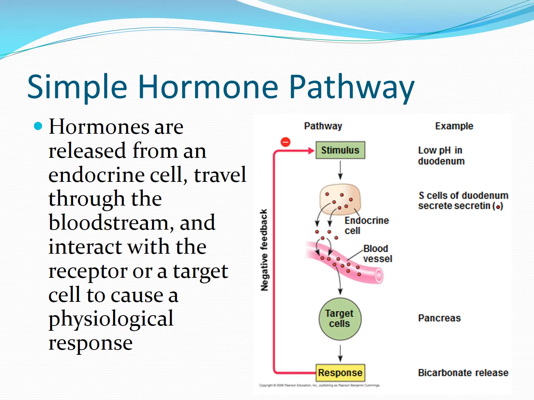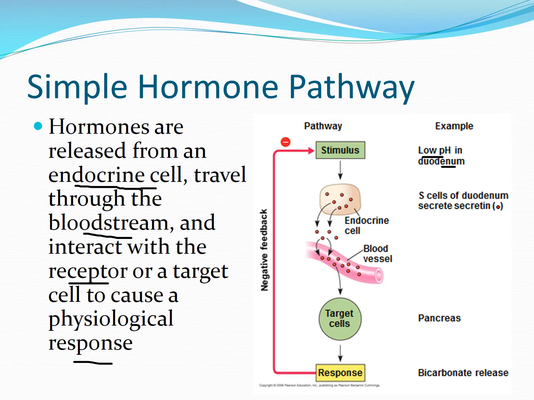So if we look at a simple hormone pathway, the hormone is going to be released from some type of endocrine cell. It travels through the bloodstream, and then it's going to interact with the receptor to cause some type of response. So let's say, for example, that we have the stimulus that there's a low pH in the duodenum. The duodenum is part of your small intestines, and we want it to have a high pH to allow the appropriate enzymes to work to digest the food in the small intestines.